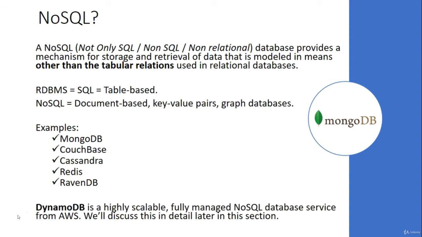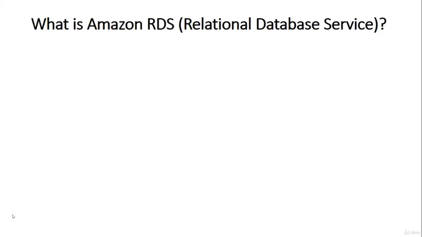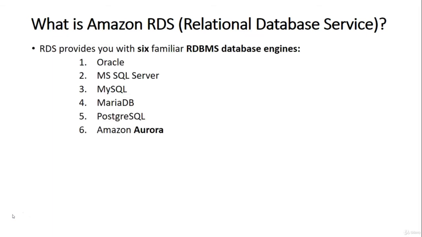And there's an Amazon offering as well for NoSQL, and that is known as DynamoDB. It's a highly scalable, fully managed NoSQL database service from AWS. We will discuss this in detail later in this section. So what is Amazon RDS? That is Relational Database Service. RDS provides you with 6 familiar RDBMS database engines: Oracle, Microsoft SQL Server, MySQL, MariaDB, PostgreSQL, and Amazon Aurora.